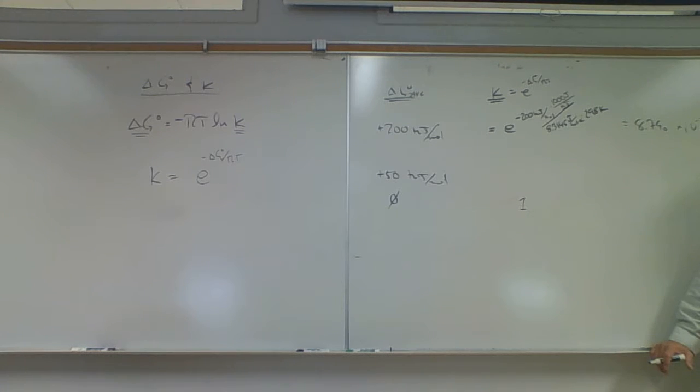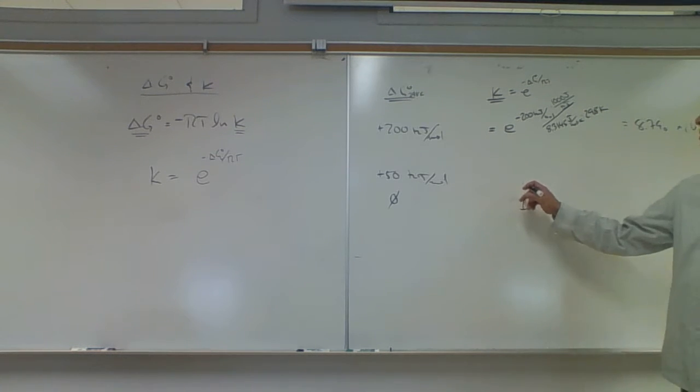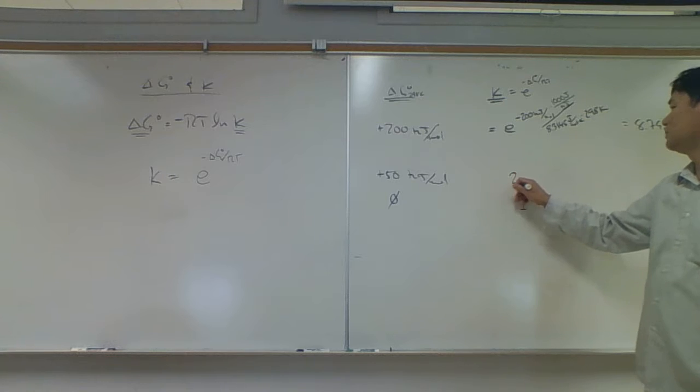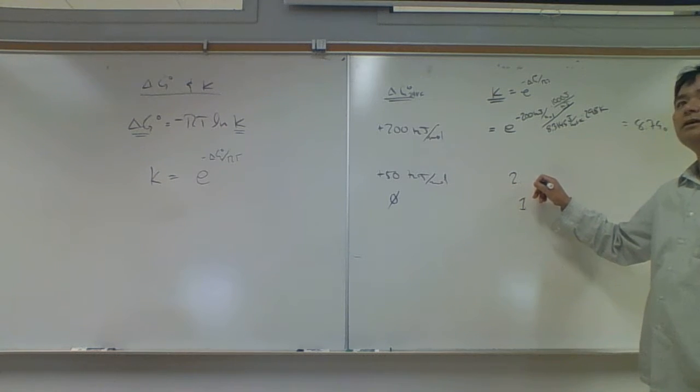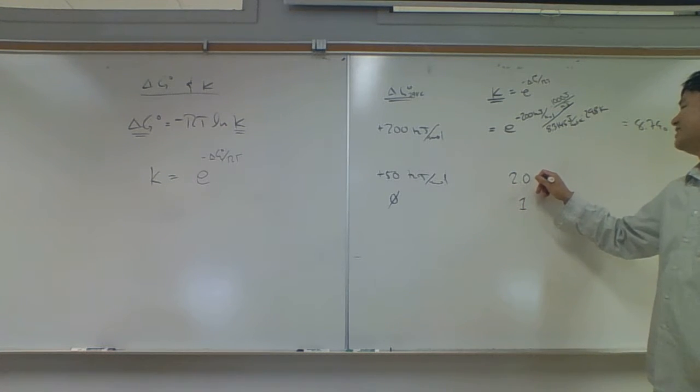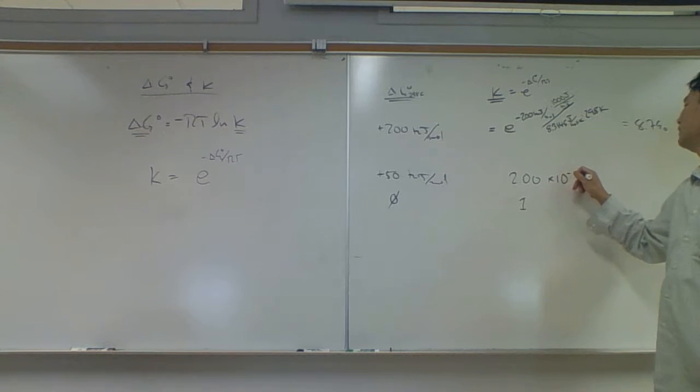You have a number? 2 times 10 to the negative 9. Give me some more digits. 2.00 times 10 to the negative 9.